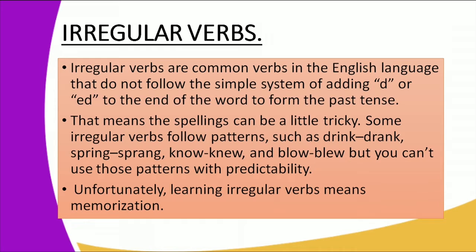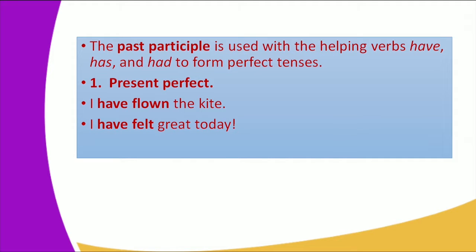It is good to realize that the predictability of such irregular verbs is not there. Unfortunately, learning irregular verbs means memorization. You have to remember the kind of past tenses that irregular verbs take. The past participle is used with the helping verb. So whenever we want to form the past participle of irregular verbs, then we use the auxiliary verb have.